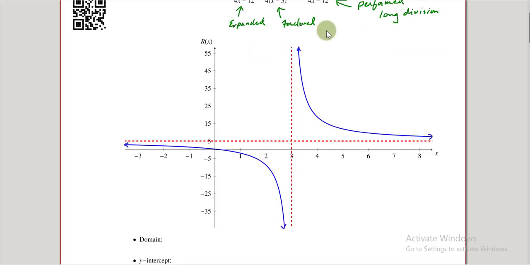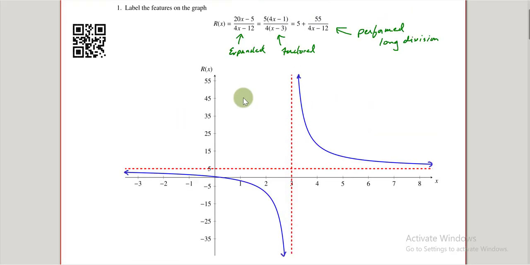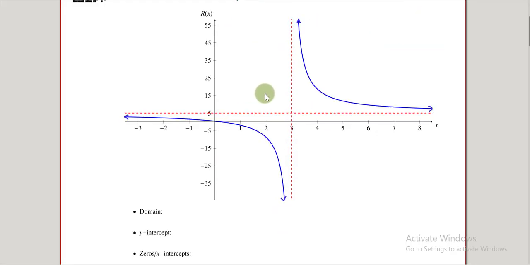Okay, so these are some of the things that I'm kind of interested in on this graph. You can notice that this graph has a strange behavior around the domain value 3, and it also has sort of a strange behavior around the range value 5. So we'll talk about that here in just a second.